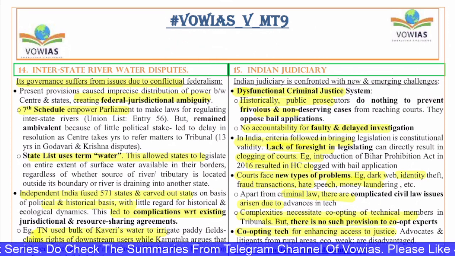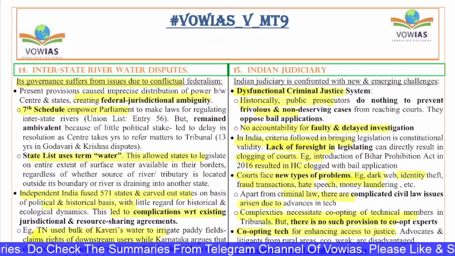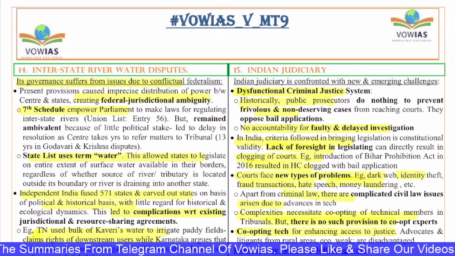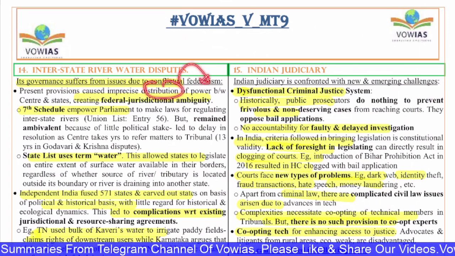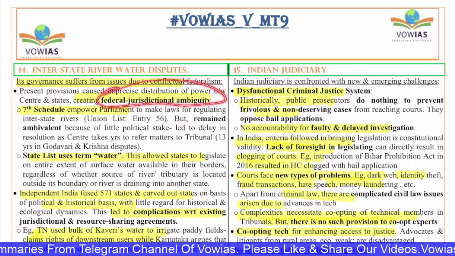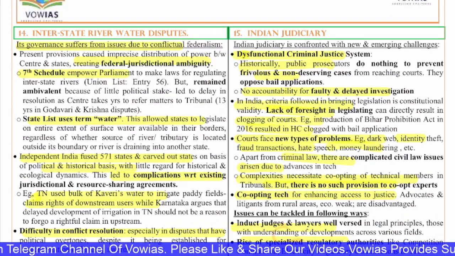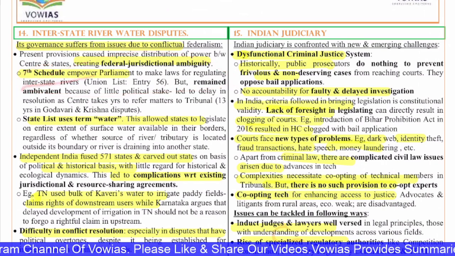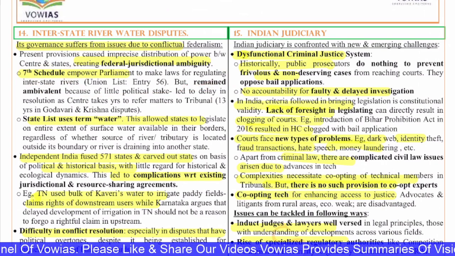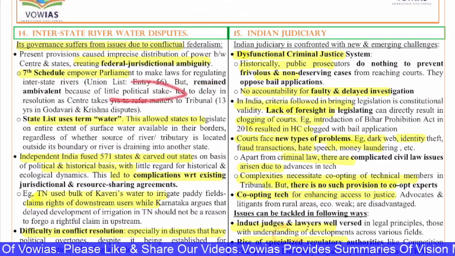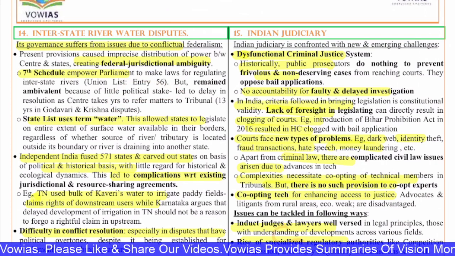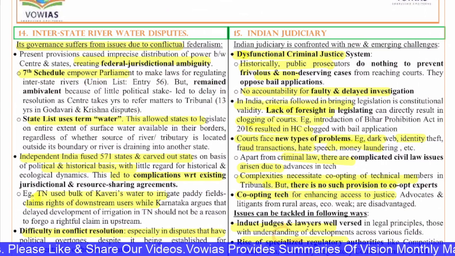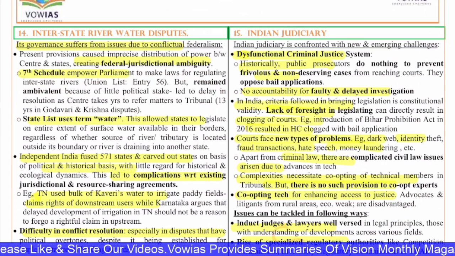We have seen how the Kaveri has created a major tussle between Tamil Nadu and Karnataka. The present provisions caused an imprecise distribution of power between the center and states, creating federal jurisdictional ambiguity. The 7th Schedule empowers Parliament to make laws for regulating interstate rivers, but the ambiguity remained because of the little political stake, and this led to delay in resolution, as the center takes years to refer the matters and the tribunal takes years to give its judgment. The Krishna-Godavari disputes are the prime examples.